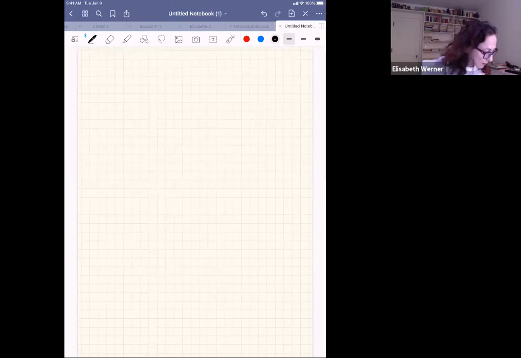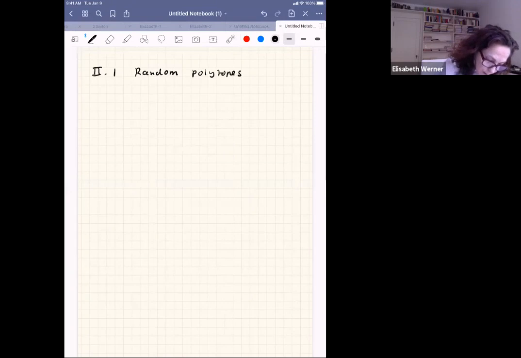So, to see this, we get to our next point, which is 2.1. And mostly what I want to do is compare this result to results about random polytopes. So, what do we look at when we look at random polytopes? First, the definition of a random polytope.